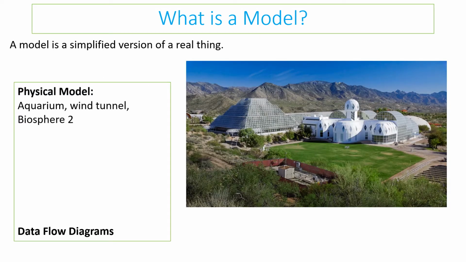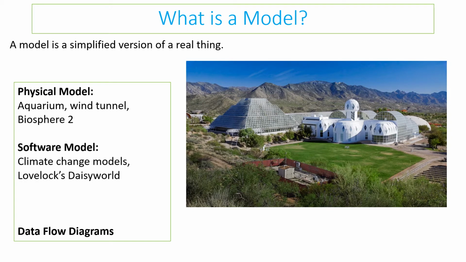So there are different types of models. It can be a physical model. So an aquarium is a good example of a physical model. It could be a wind tunnel, where we study artificial recreations of wind, and Biosphere 2 was a physical model of planet Earth. It could be a software model, so that could be climate change models, predicting climate change in the future, or James Lovelock's Daisyworld, which I'll be mentioning in a few minutes. It could be mathematical equations, and it could be data flow diagrams.